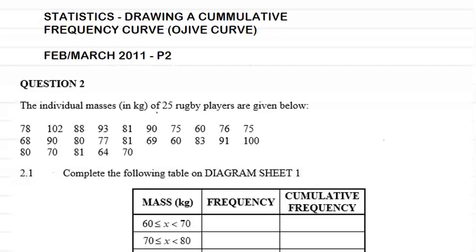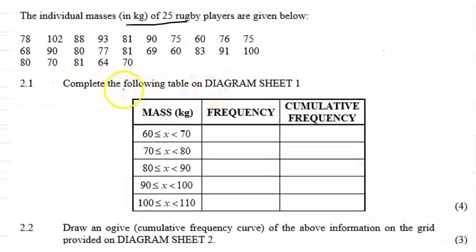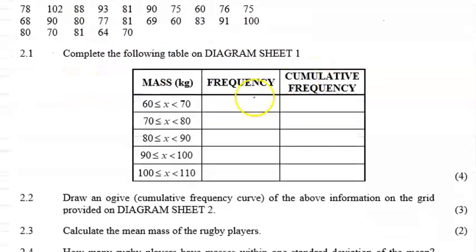It reads as follows. The individual masses in kilograms of 25 rugby players are given below. As you can see, all of the masses are given to us and they are not arranged in any order. It says complete the following table on diagram sheet 1. So therefore, the mass in kilograms is between 60 and 70. So we have to count all of those values between 60 and 70.